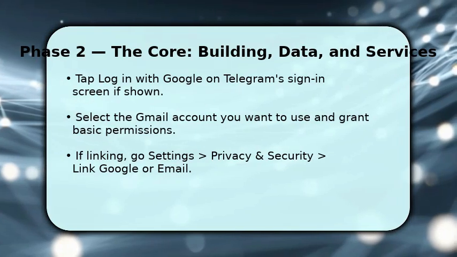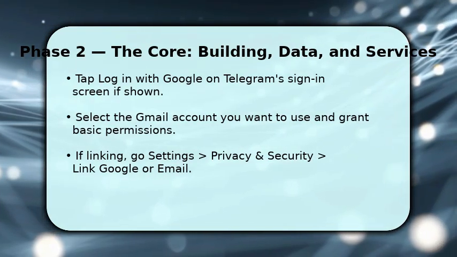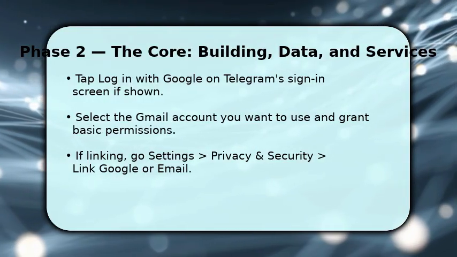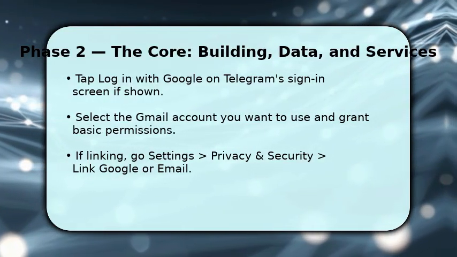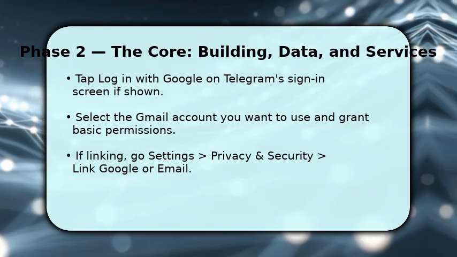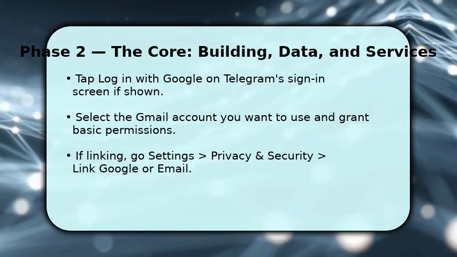Now, when you see Login with Google, tap it and pick the Gmail address you want to attach. You'll be asked to grant Telegram permission to verify your identity. Allow only the minimal scopes it requests.